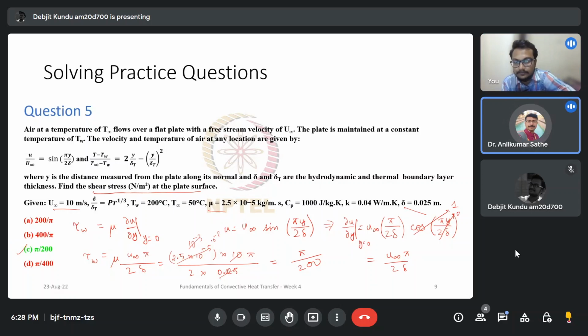Is that point clear? I solved by this way. Okay. In terms of pi, we require pi by 200. Yes. Correct.